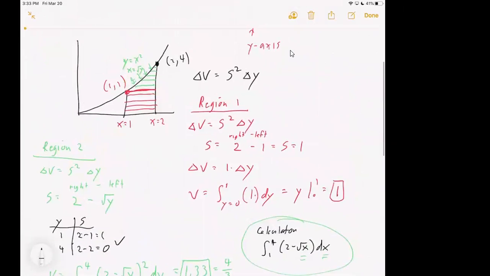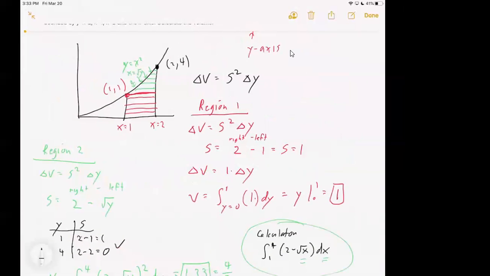So why did we have to use two different subintervals? Because if we look right here, when we're below the black line I just put in, the right-hand side always hits 2, and the left-hand side of the squares would always hit x equals 1. But when we're above that line, the right-hand side will continue to hit x equals 2, but the left-hand side keeps hitting new values given by x equals the square root of y. So we need to rewrite that as a separate integral.